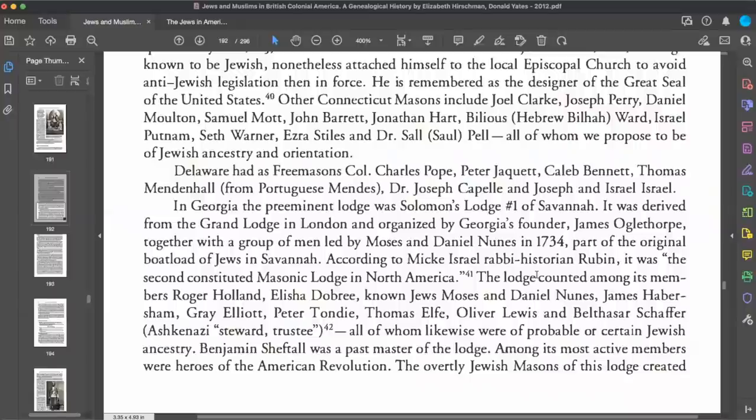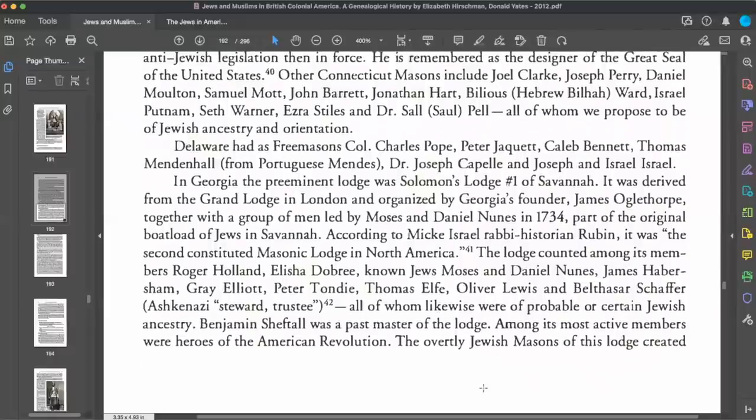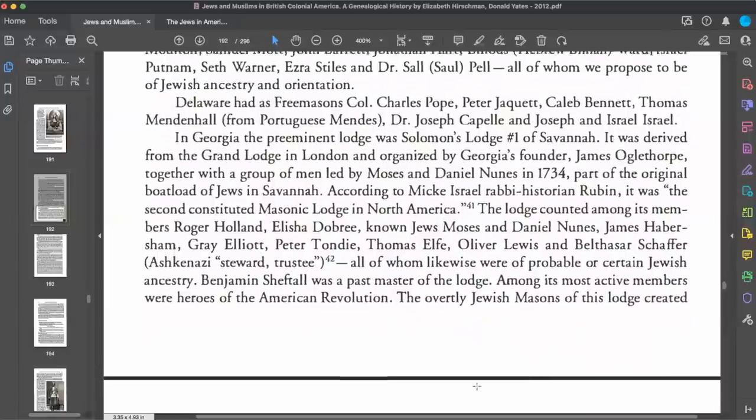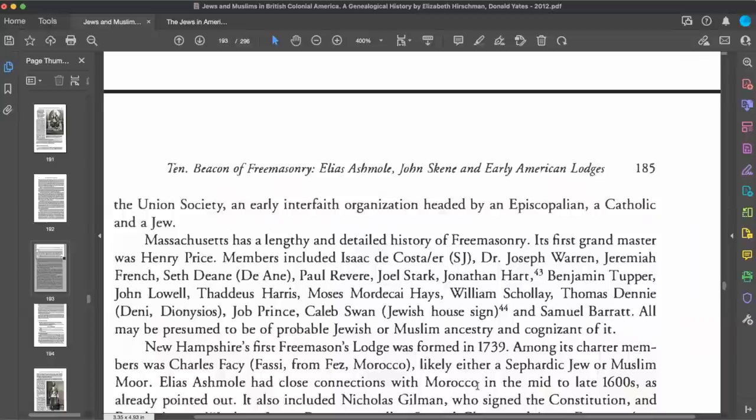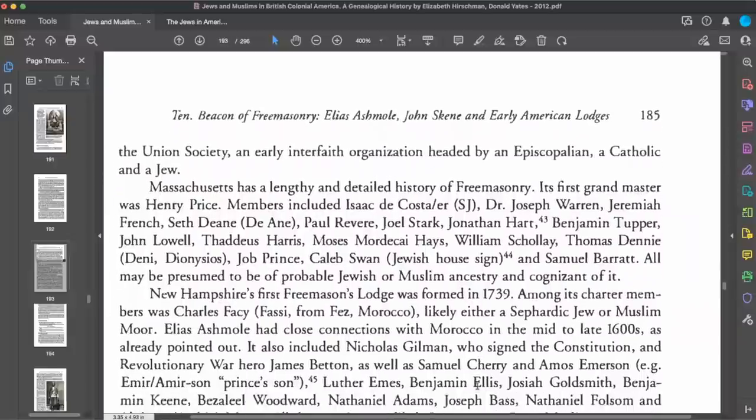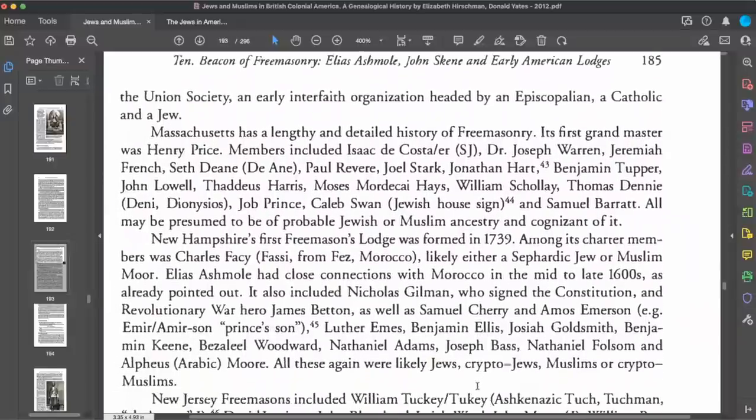The lodge counted among its members Roger Holland, Elijah Dobry, known Jews, Moses and Daniel Nunez, James Habersham, Gray Elliott, Peter Tondi, Thomas Elf, Oliver Lewis, and Balthasar Schaffer, Ashkenazi steward trustee, all of whom likewise were of probable or certain Jewish ancestry. Benjamin Sheftall was a past master of the lodge. Among its most active members were heroes of the American Revolution. The overtly Jewish Masons of this lodge created the Union Society, an early interfaith organization headed by Episcopalian and Catholic and a Jew. Massachusetts had a lengthy and detailed history of Freemasonry.